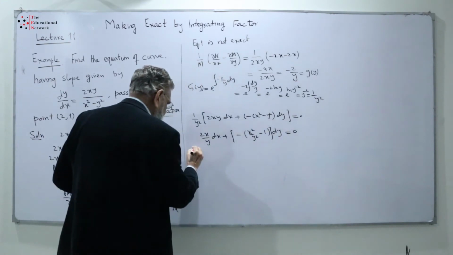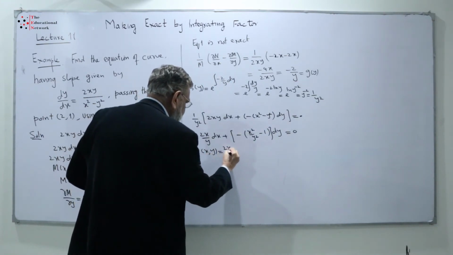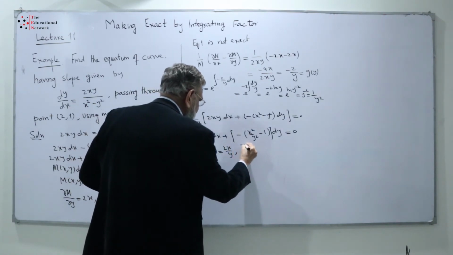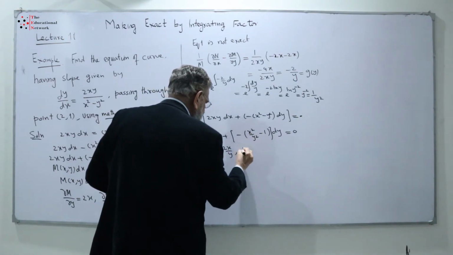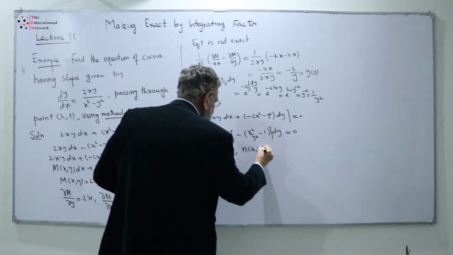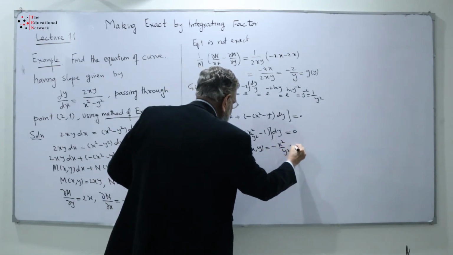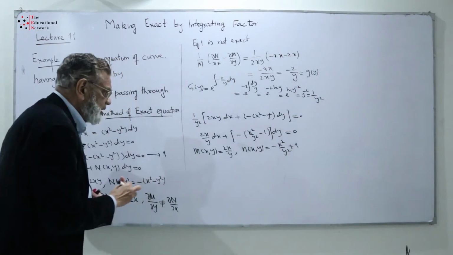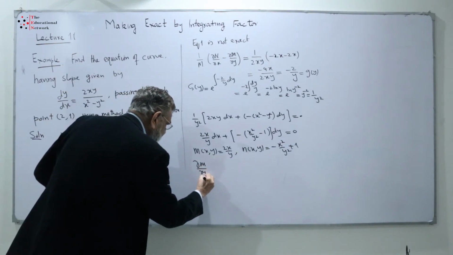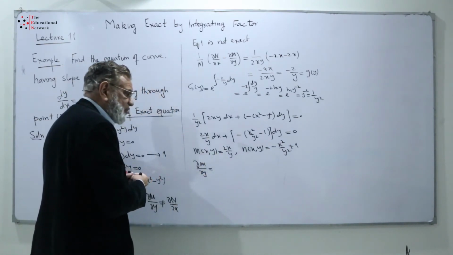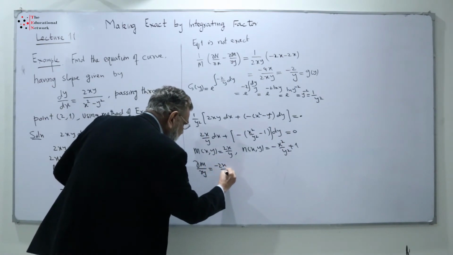So I get here now my M(x,y) is equal to 2x upon y, and my N(x,y) is equal to minus x square over y square plus 1. Now we check here, again we take the test for this one. Partial M by partial y is equal to 2 times 1 upon y. The derivative of 1 upon y is minus 1 upon y square. So we get minus 2x over y square.